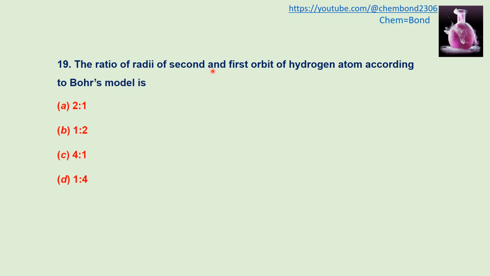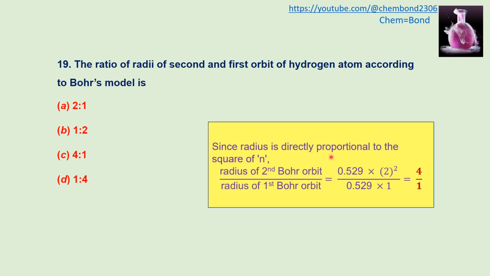The ratio of radii of the second and first orbit of a hydrogen atom according to the Bohr model is: 2:1, 1:2, 4:1, or 1:4. So we will solve it. Radius is directly proportional to the square of n. The radius of the second orbit is 0.529 multiplied by n square, and the radius of the first orbit is also 0.529 multiplied by n square. So we will find their ratio by dividing the second orbit by the first orbit.